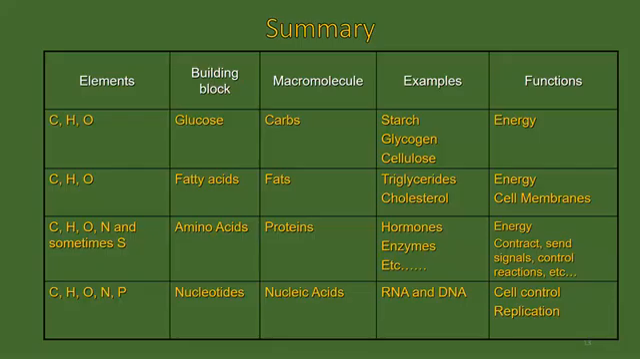This table summarizes what we've just talked about in the last few slides. Right in the middle of the table are the macromolecules, and the building blocks are to the left of that. The elements in these building blocks are listed in the first column. Some examples are listed in the fourth column, and the function in the body is listed on the far right. Notice that any of the first three can be used as energy.